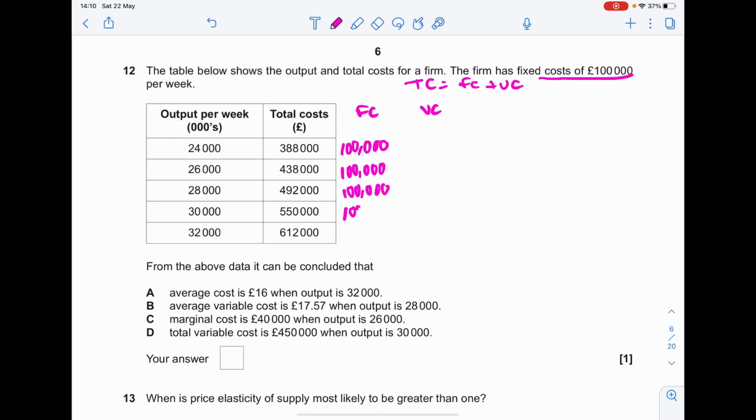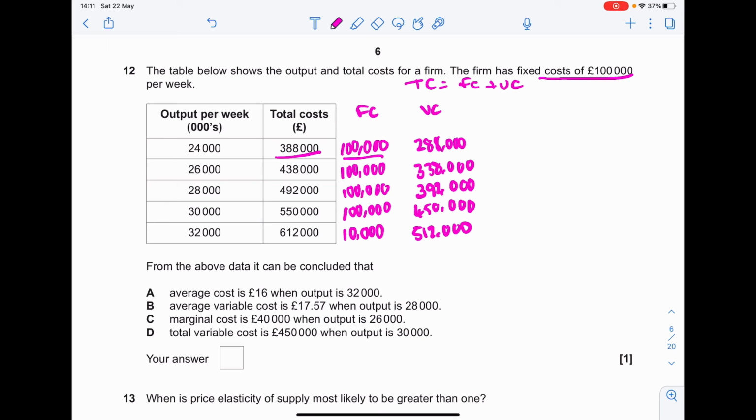So we can write in our fixed cost for all of these levels of output. We know that total cost is your fixed cost plus your variable cost. So we can now work out our variable cost. We've got our total cost, we've got our fixed cost. So our variable cost, we need to take away our fixed cost from our total cost to get our variable cost. So 338. And that might be enough to get us to the answer. Let's have a look when we get down there.